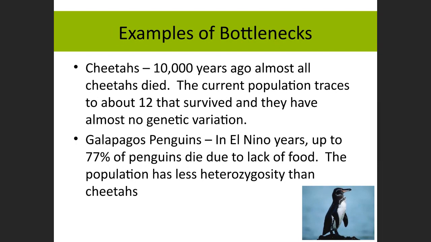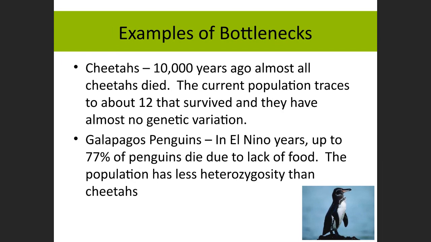And then the Galapagos penguins are another interesting example. They actually have regular bottleneck events. So during El Nino years, which happen about every 7 years, their population numbers plummet, because the trade winds change, the ocean currents change, and their food supply declines. So up to about 77% of them can die.